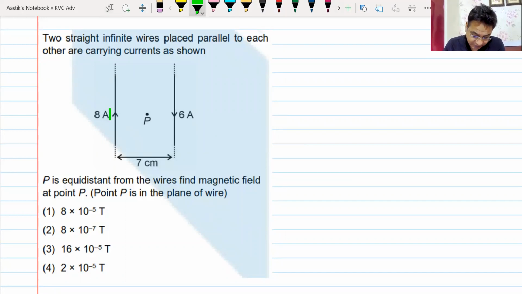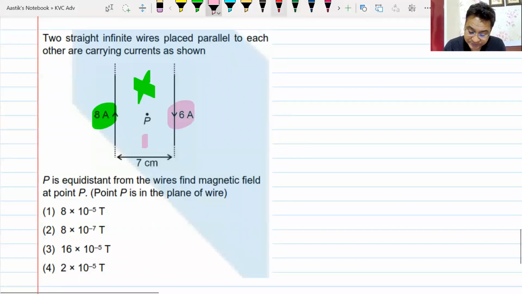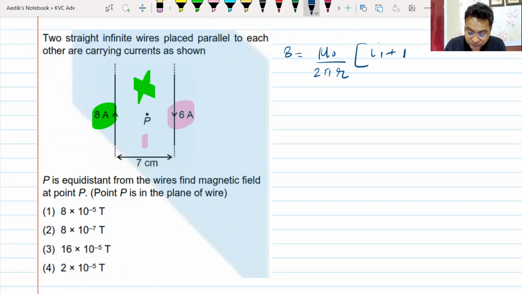So, because of this wire, what will be the direction of the field? Inside, sir. Inside. Because of this wire, what will be the direction of the field? Inside. Both the fields are going to get added up. So the answer is B equals mu naught by 2 pi R into (I1 plus I2), for infinite wires. After that, you just have to put in the values and get the answer.